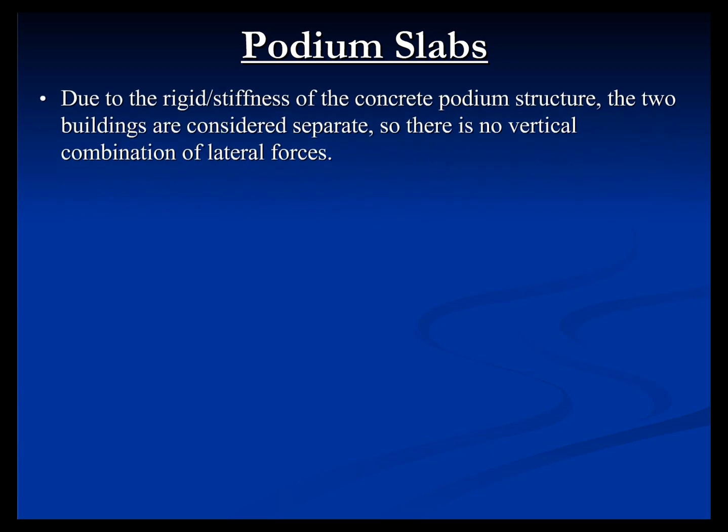So podium slabs, due to the rigid stiffness of the concrete box, being the concrete podium structure, and you have a very flexible, relatively, of course, building on top, the buildings are considered separate, so there is no vertical combination of lateral forces. Just from a purely conceptual standpoint, if you have a concrete building, the wood structure on top cannot take the vertical load distribution if it was considered one structure. So obviously they are considered two separate buildings, and two separate lateral analyses are done.